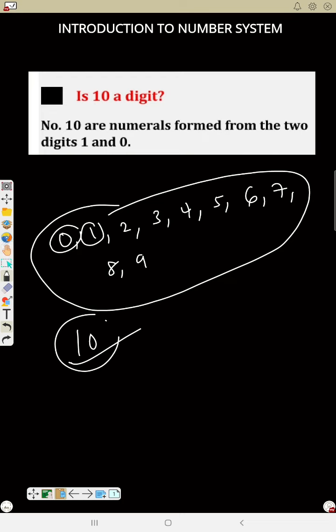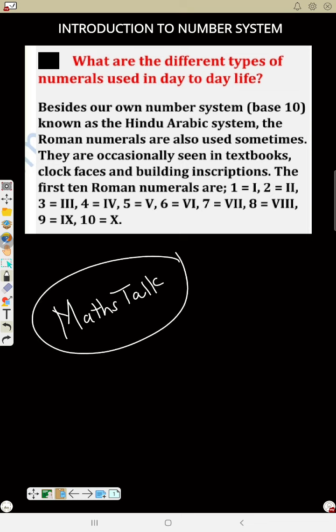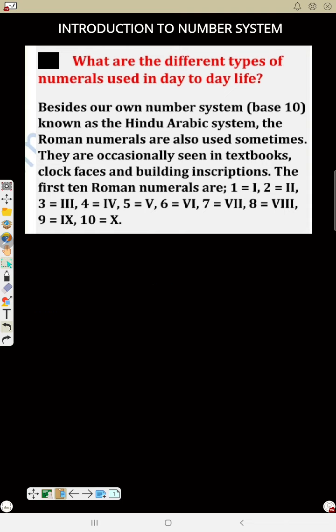Again, what are the different types of numerals used in day-to-day life? Note, these screenshots are from my textbook, Math Talk. So all these screenshots are from my textbook. So now let's proceed. What are the different types of numerals used in day-to-day life?